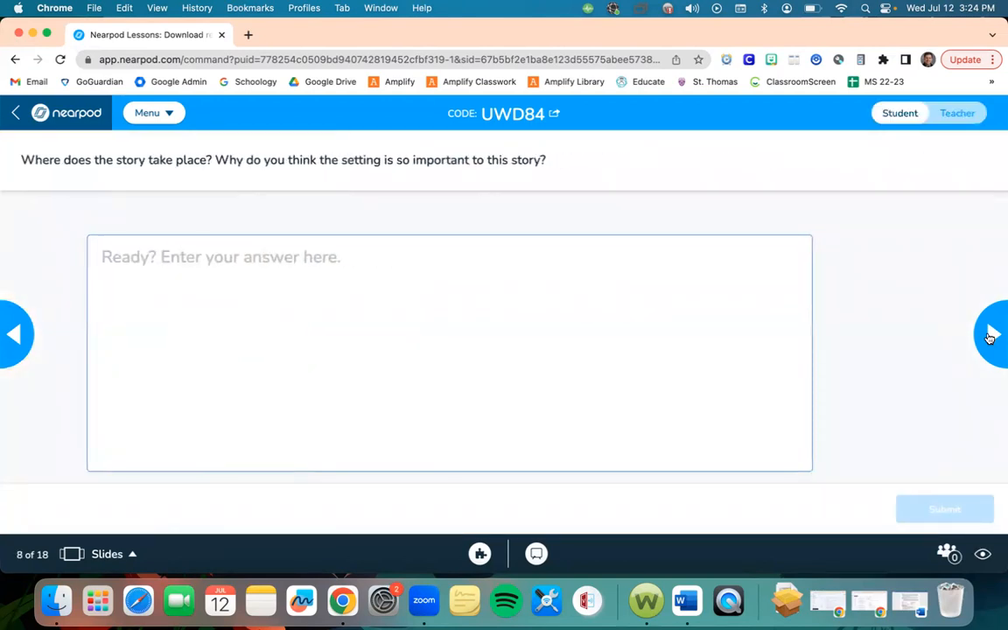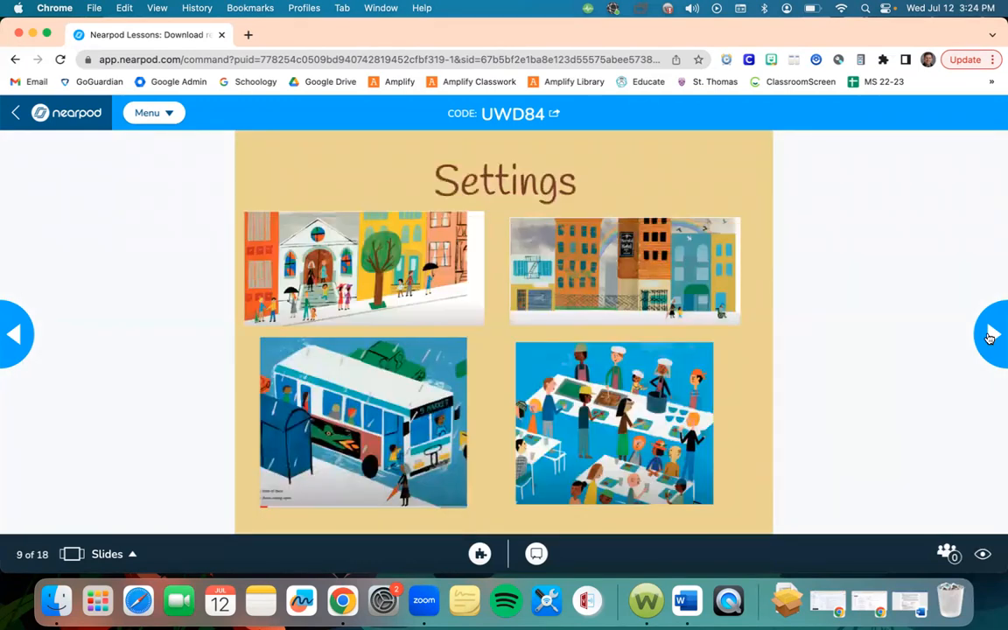Also, at the beginning of a story, the setting is established. This is an interesting story because the setting changes, but each setting is pretty important to the story. So why do you think each setting, each place that they go, is important to the story? We can talk about those different settings once students have typed in their answers and submitted them.